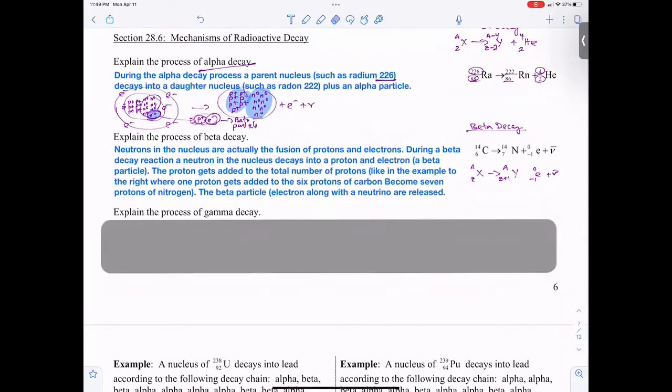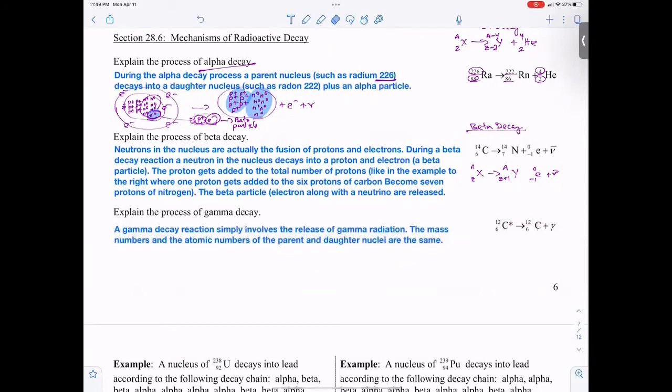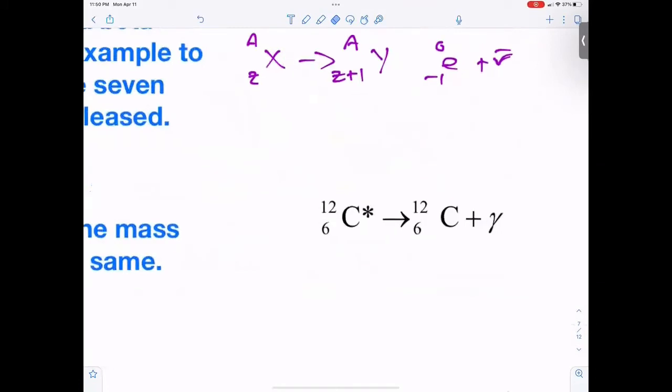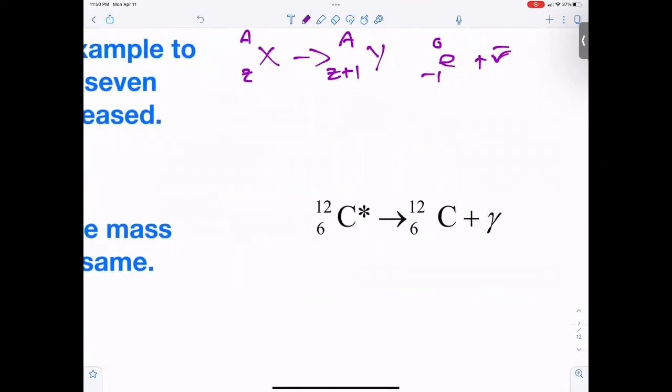Explain the process of gamma decay. Well, that one's easy. A gamma decay reaction just simply involves the release of gamma radiation. So the mass number and the atomic number are just going to be the same, and it's going to be a release of high energy. So in certain nuclear processes, you'll get from one isotope to another, and sometimes it's just going to result in the release of a gamma particle.